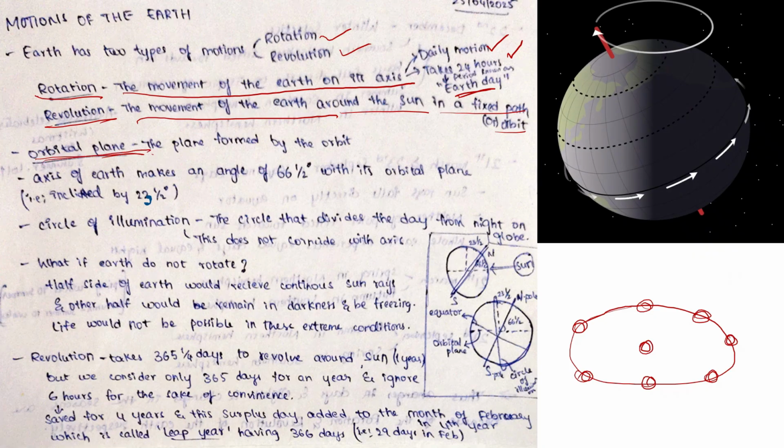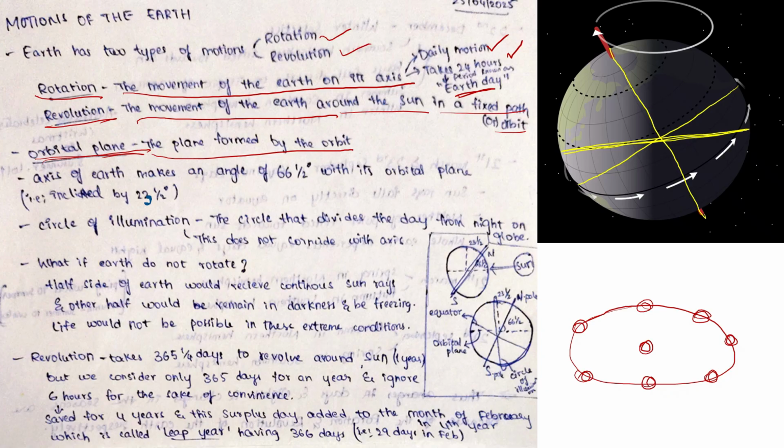Orbital plane is nothing but the plane formed by the orbit. So if we look into the picture, this is the axis of the earth, and we can say this is the equator of the earth. Then this can be the orbital plane of the earth. An orbital plane is nothing but the flat imaginary surface in which the earth travels as it orbits the sun, and the orbital plane represents the path of the earth's orbit around the sun.